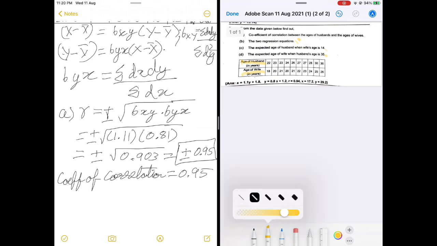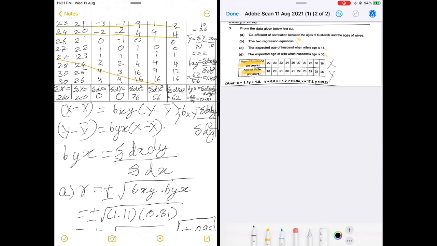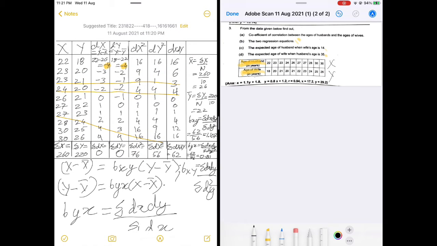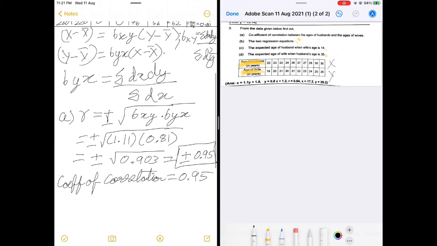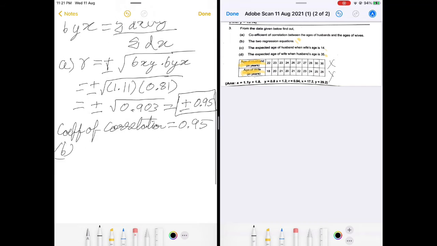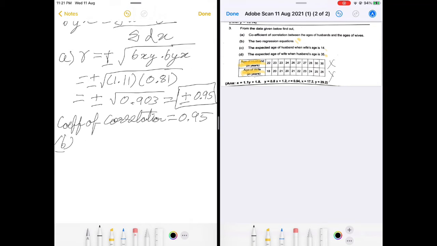Alright, now we have to answer part B and part C. In part B, I have to calculate the two regression equations. So let's start calculating the two regression equations. Here please remember, x is the husband's age and y is the wife's age. X on y is trying to find the husband's age in terms of the wife's age. If we have the wives' ages, can we predict the husband's ages? And when we calculate the regression equation y on x, we are trying to calculate the opposite: predicting the wife's age based on the husband's age.